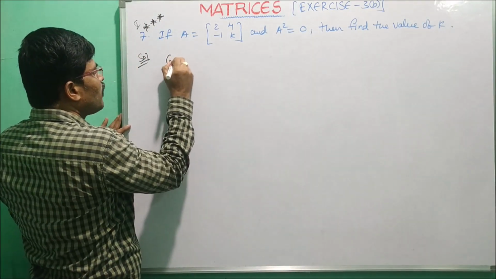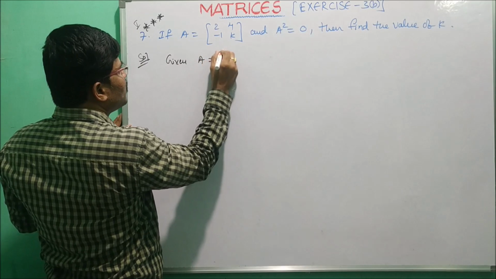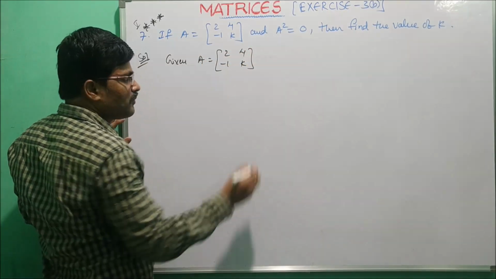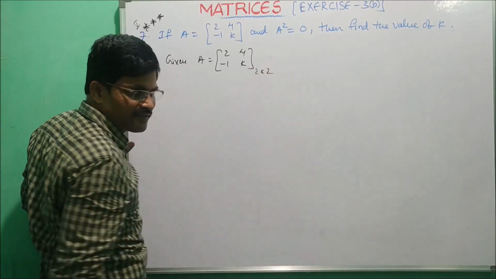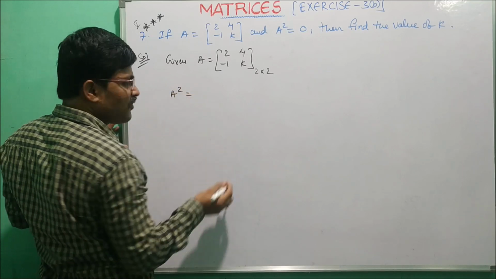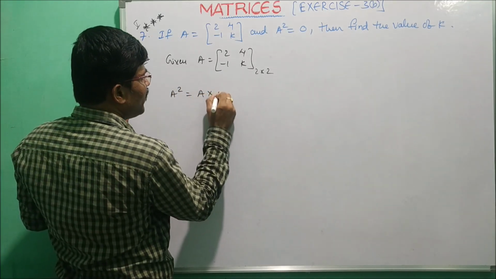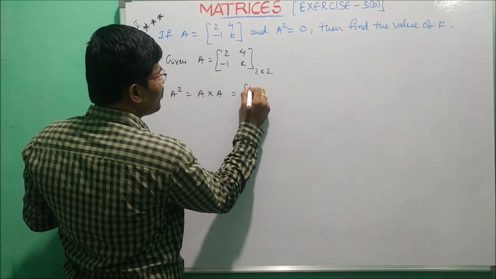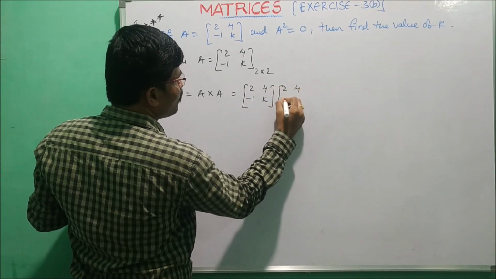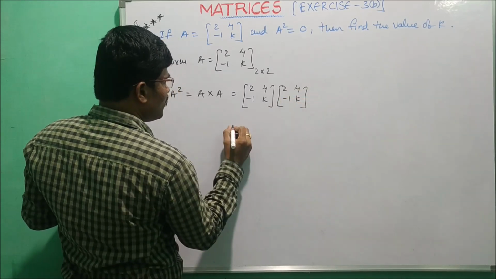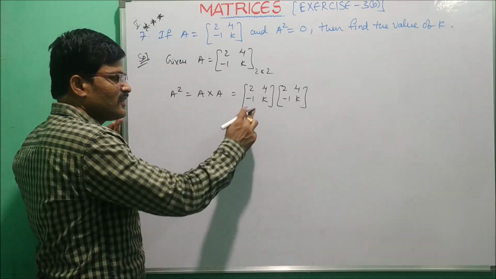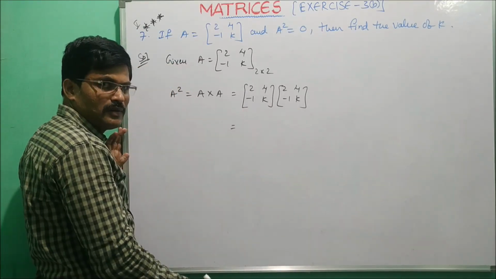So in this problem, given the matrix A equals the matrix 2, 4, minus 1, k. Clearly we have to observe this is a 2 by 2 matrix. Now to find A square, first of all, A square can be written as A into A. Here A means 2, 4, minus 1, k, and we write the same matrix 2, 4, minus 1, k. Now these two matrices have the same order, therefore the product will exist.